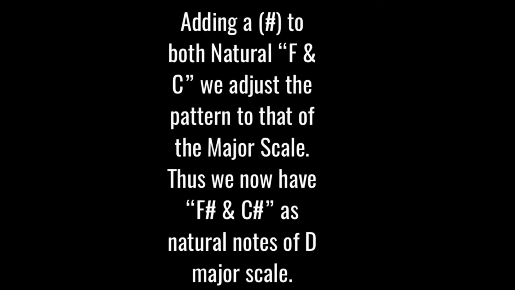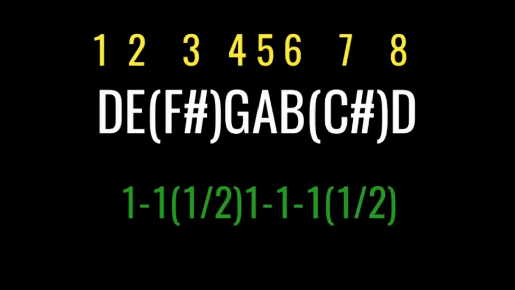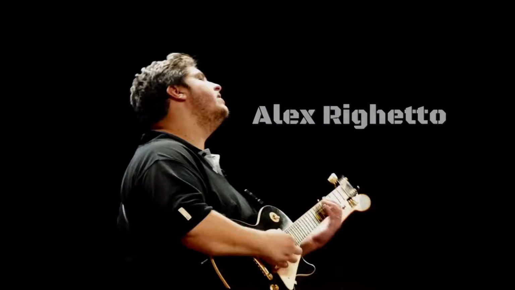And we do that by adding a sharp to both the natural F and C. Therefore, we adjust the pattern to that of the major scale. And thus, we now have F sharp and C sharp as natural notes of the D major scale. So here it is, the D major scale, its notes, its functions, and its pattern. Remember, these sharps are no longer accidentals, but natural notes of their scales. Well, there you have it, both G and D major scales.